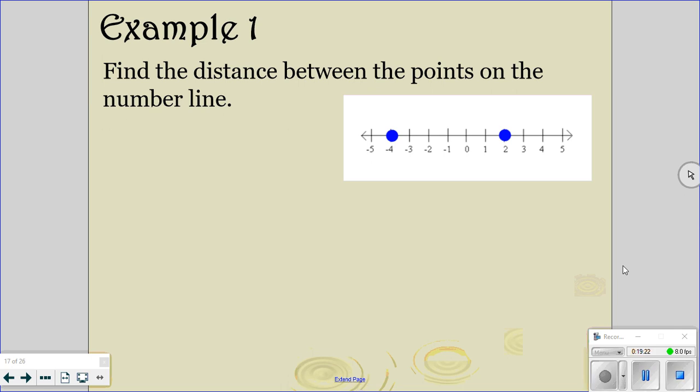All you're going to do, basically, you can either count over 1, 2, 3, 4, 5, 6, or you can do the absolute value and subtract them. So we would do -4 minus 2. So -4 minus 2 is -6, and the absolute value of that is 6. So you can count if you want, or you can just subtract the two values and take the absolute value.